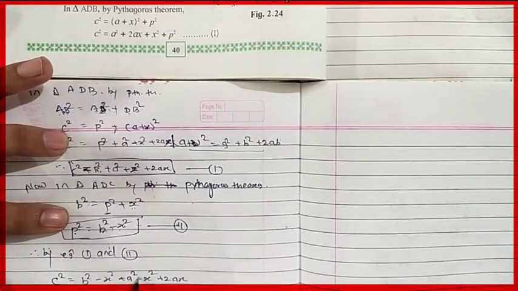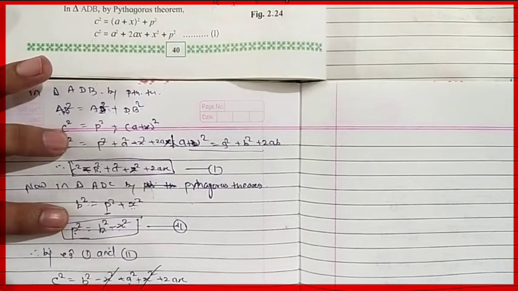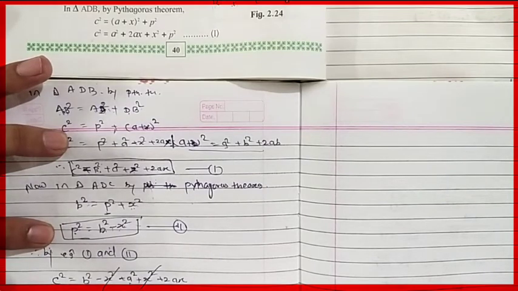Here it is positive. See, plus X square minus X square will cancel, so we have to write A square in front. So C square equals to A square, then we have B square, then we have plus 2AX. Okay, so this is the solution.